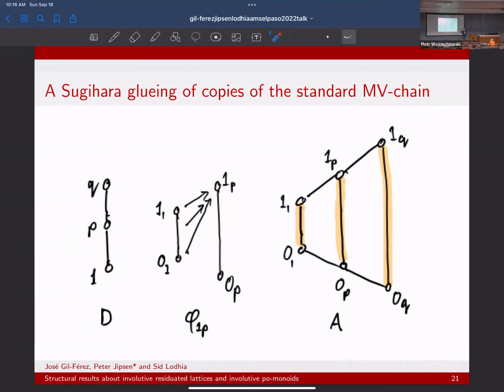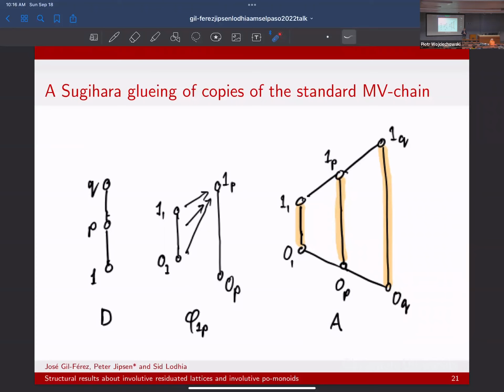What is the standard MV chain? It's just you take the real numbers and all the elements between 0 and 1. The way I talked about the Mundici functor, you should really take the elements between 0 and -1, but you can, the standard one is defined on the unit interval, and the operations are then just the dual operations.